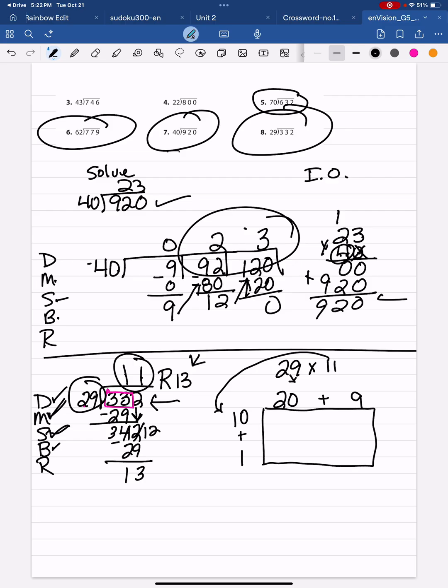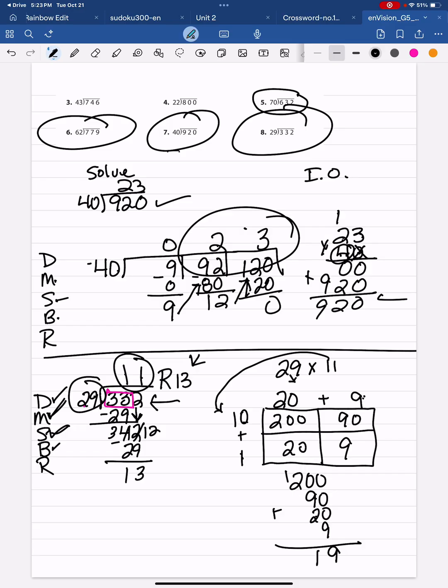I'm going to draw our boxes. And then this 10 will get multiplied by the 20 and by the 9. And this 1 will get multiplied by the 20 and the 9. So 10 times 20 is 200. 10 times 9 is 90. 20 times 1 is 20. 1 times 9 is 9. And now we're going to add all those together: 200, 90, 20, and 9. Make sure those place values are lined up. 9, 9, 10, 11, 1, carry the 1. And then that's 3.